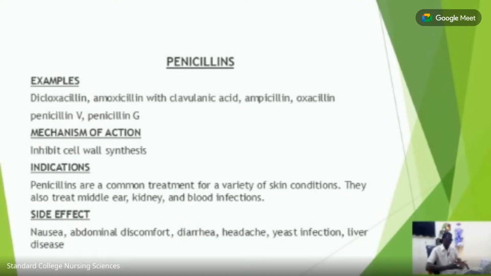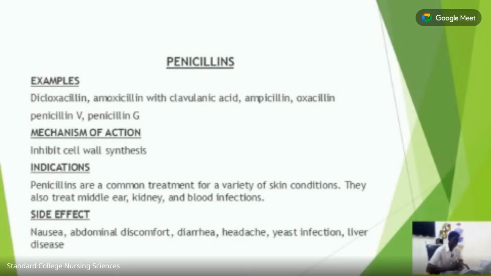Out of these examples of penicillin I listed, penicillin V and penicillin G are basic penicillins that were introduced early, to act on the cell wall of the bacteria by either reducing the multiplication of microorganisms or even destroying the microorganism itself. But a time came when microorganisms became resistant to penicillin V and penicillin G. Since they became resistant, another form of penicillin called amoxicillin had to be introduced.